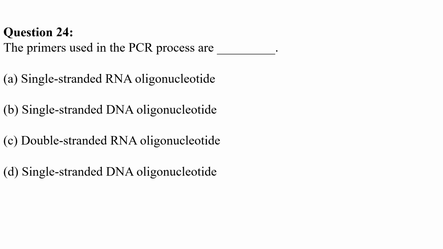This brings us to the last question of the session, question number 24. The primers used in the PCR process are dash. Option A, single stranded RNA nucleotide, option B, single stranded DNA oligonucleotide, option C, double stranded RNA oligonucleotide, or option D, double stranded DNA oligonucleotide.